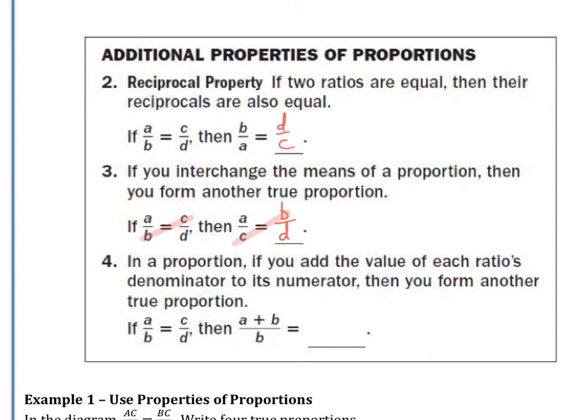Number 4 is in a proportion. If you add the value of each ratio's denominator to its numerator, then they form another true proportion. So if A over B equals C over D, then A plus B over B equals C plus D over D. So when you add up the top and the bottom and put over the bottom, like A plus B over B, it's equal to C plus D over D. And those are just some properties that we should know.